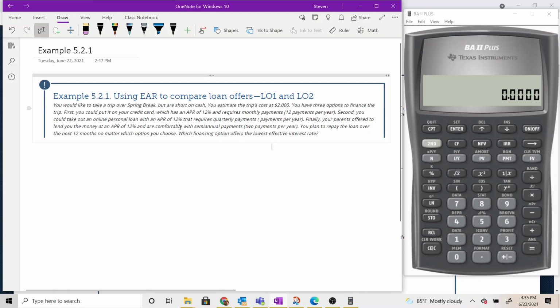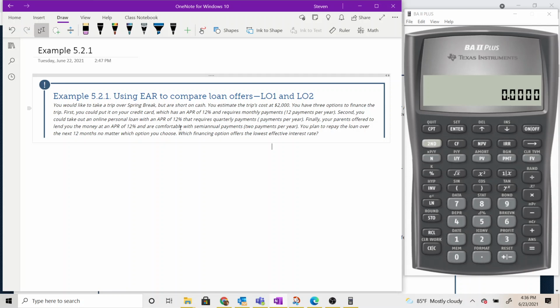So outside of class, when we run into these different loan offers or different investment offers, it's important to consider the frequency of the cash flows and account for the effect of compound interest so that we can compare apples to apples, right? If we have 2 different cash flow streams where the cash flows are happening with different timing, then we need to be able to convert to an effective rate to compare those 2 things.